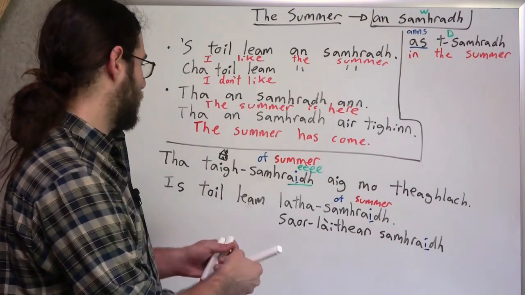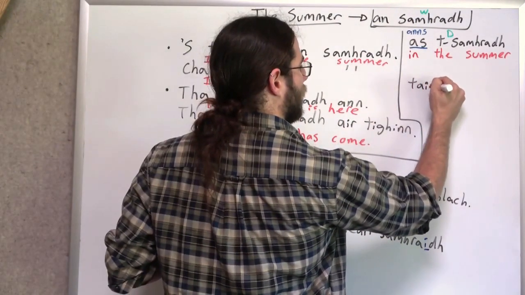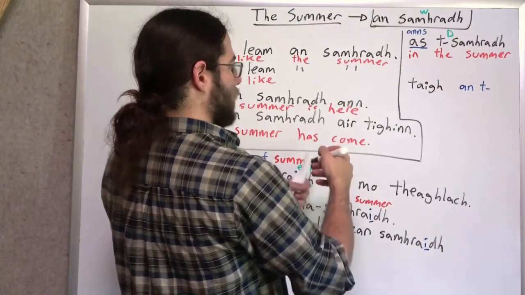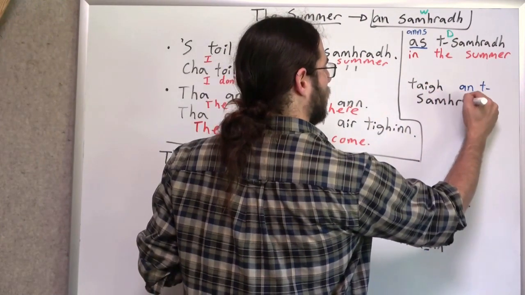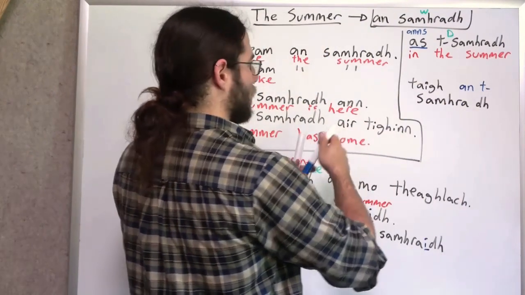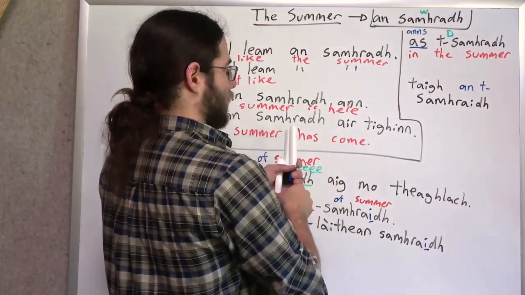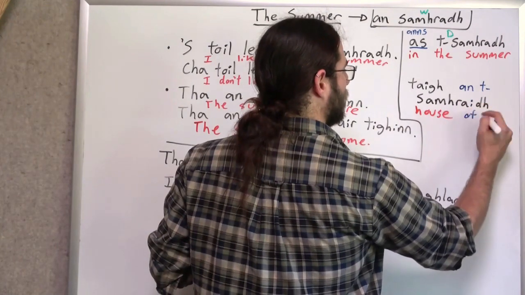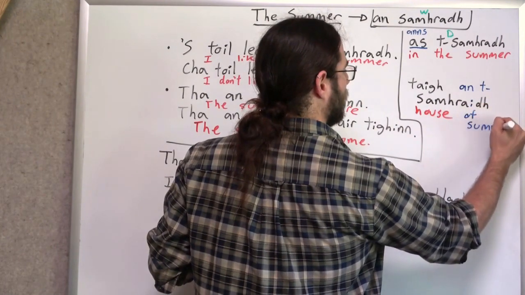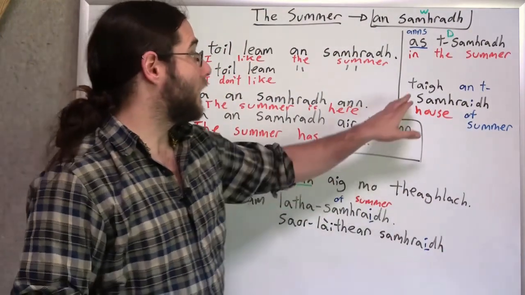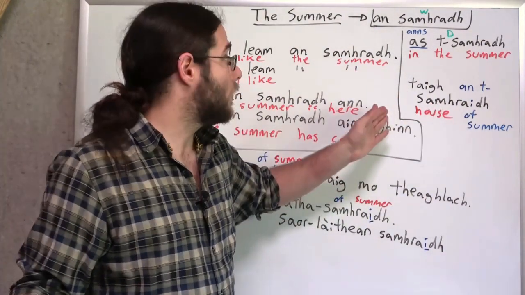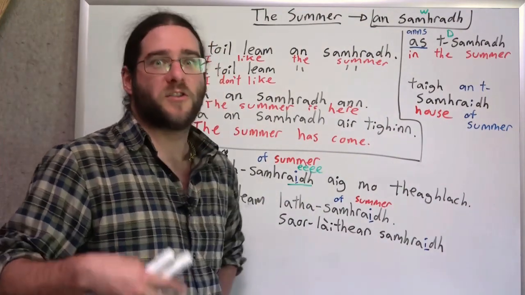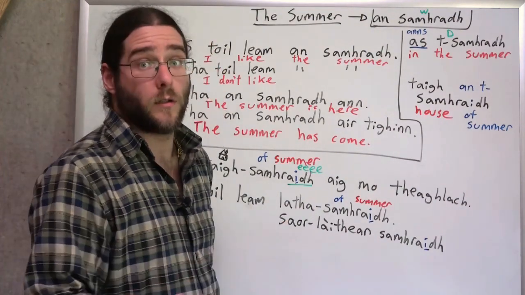So instead of saying Tai An Tauri, and we could say Tai An Tauri, sure, yep, that's pretty traditional, pretty nice, house of summer, summer house, kind of a longer way to say it, more traditional, certainly.